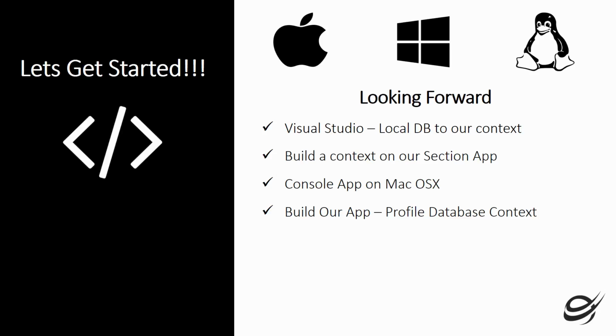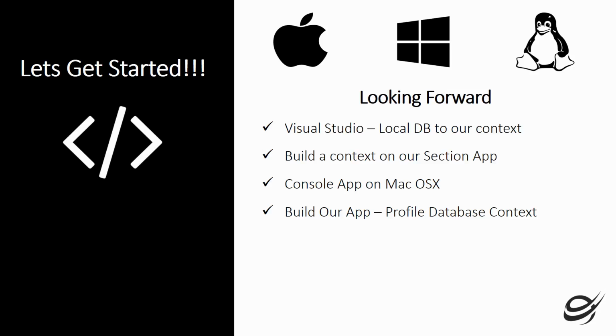In this lecture section, we're going to implement within Visual Studio our local DB to our context. We're going to build a context on our section app. It's just going to be a small little context that we can implement some CRUD operations. Then we're going to build a console app on Mac OS X and just implement that console app so that it can interact with some data. And then we can look at how that's emitting into the terminal.